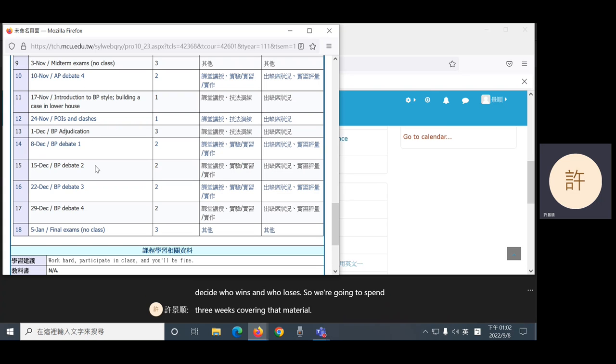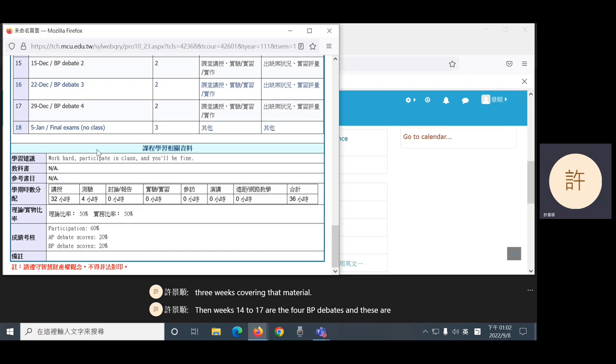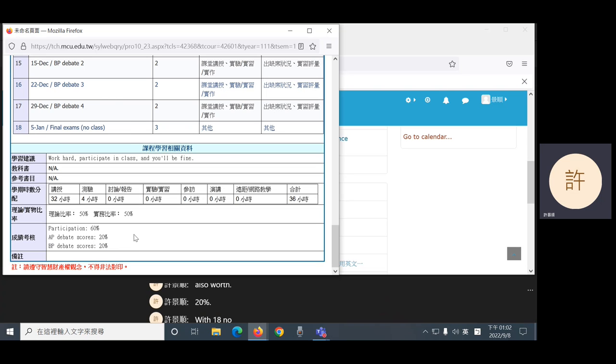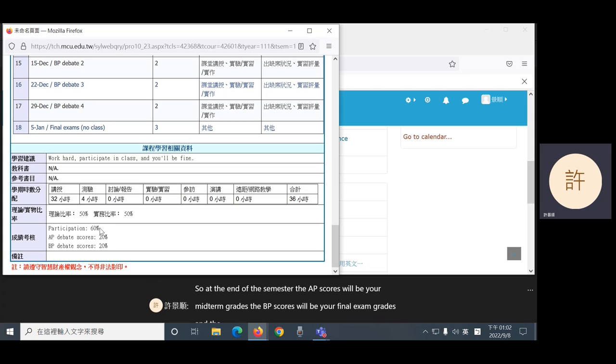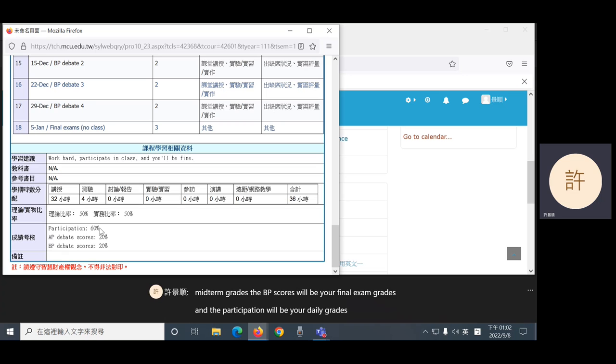Then weeks 14 to 17 are the four BP debates, and these are also worth 20%. Week 18, no class. So at the end of the semester, the AP scores will be your midterm grades. The BP scores will be your final exam grades, and the participation will be your daily grades. Questions?